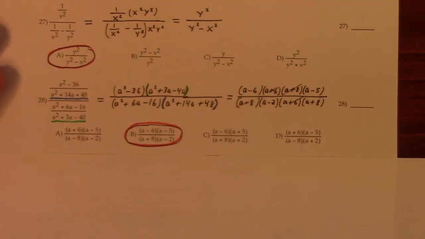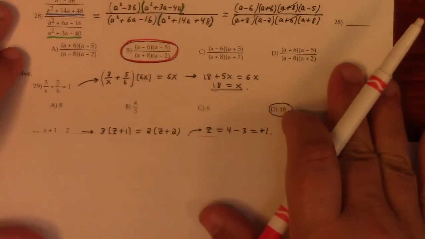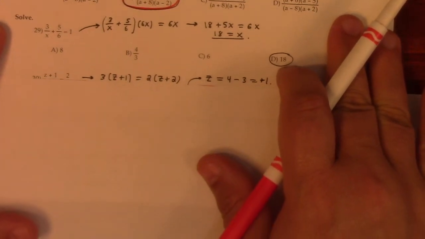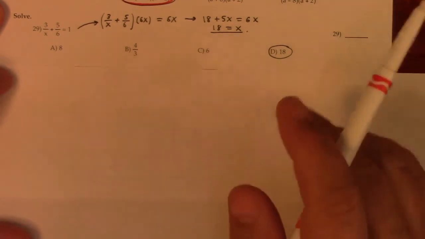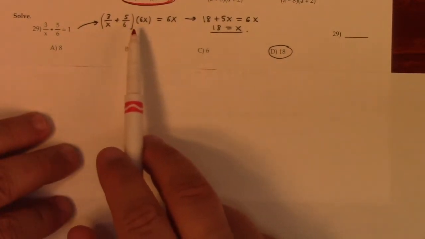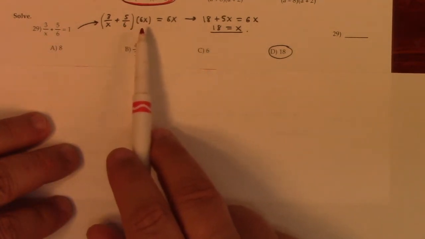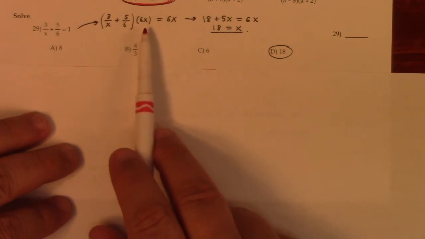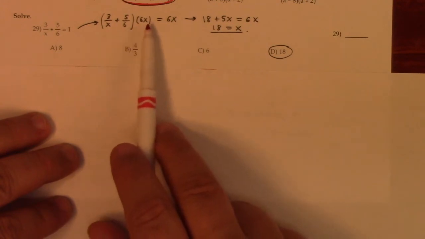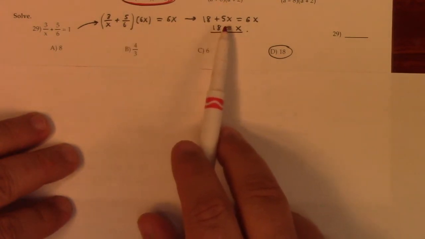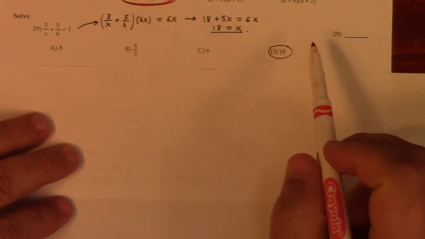All right. 29. Finally, an equation. So to solve this equation here, what I did was just to multiply the equation by 6x. That clears out the fractions on the left-hand side and leaves me with 3 times 6x is 18x over x is just 18. And over here the 6 cancels and it leaves me with 5x. So I got 18 plus 5x equals 6x, which gives me 18 equals x. So the answer is D.